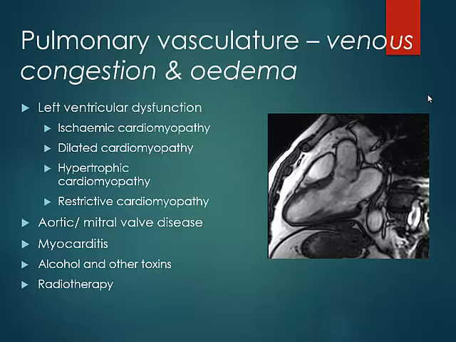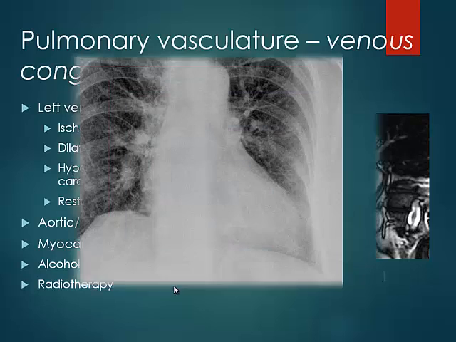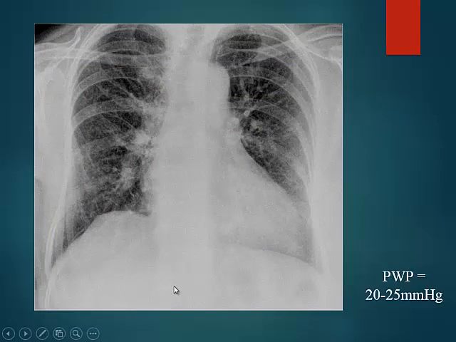Anything that impairs the contraction, whether systolic or diastolic contraction, of the left ventricle will cause increased pressure in the left heart, and hence raised upper lobe vascular distribution. The word that is used for engorgement of the pulmonary veins is pulmonary venous hypertension. Okay, we'll come to that in a moment.